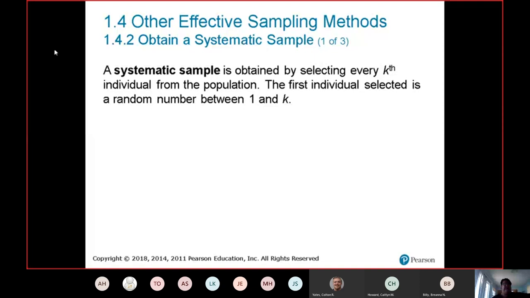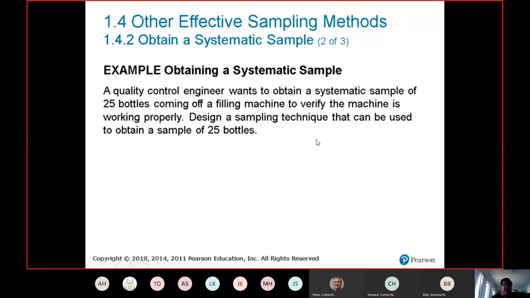Now, here's an example of a systematic sample. A quality control engineer wants to obtain a systematic sample of 25 bottles coming off a filling machine to verify the machine is working properly. Design a sampling technique that could be used. I'd pick every 5th bottle. Every 5th bottle, I would pick and measure the contents. That's what I would do.